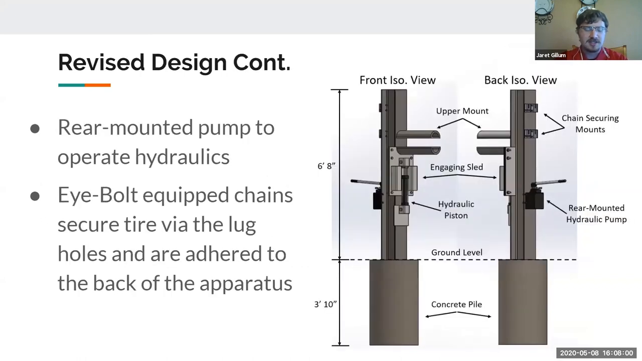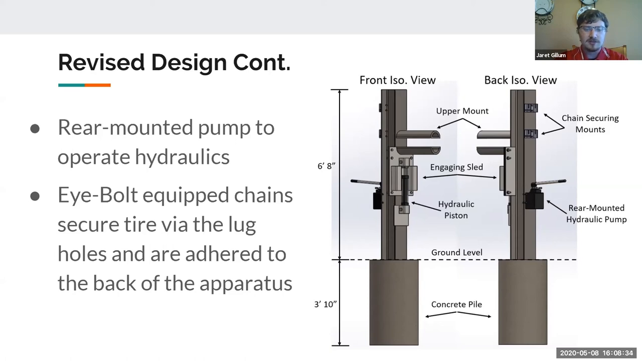Next slide. So this is a continuation of that and a couple more views. We decided to put the hydraulics on the back of the system. And that is very important because when the tire is resting simply on the top pipe, it is not completely secured. By putting the hydraulics on the back of the system, the operators are not in danger of having a load dropped on them if some piece of the tractor or this design were to critically fail and drop the load.